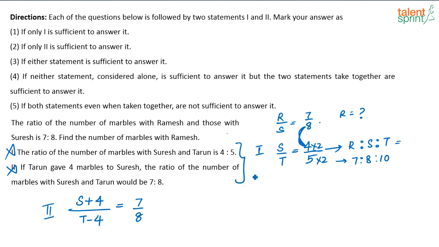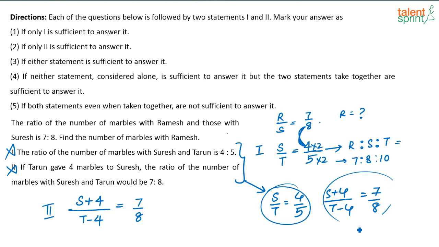If I combine these two statements together, then I have S by T is equal to 4 by 5, and I also have (S minus 4) by (S plus 4) by (T minus 4) is equal to 7 by 8. So I have two equations, two unknowns. I can find out the relationship between S and T here, substitute that here, solve for S and T, and in turn I can find out what is R.